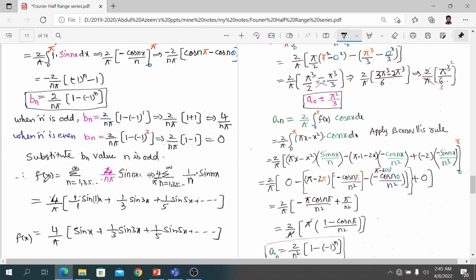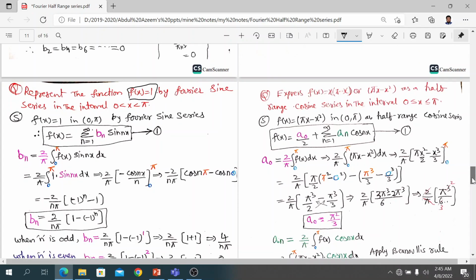Substitute bn value, this one. So f of x is sigma n is equal to 1, 3, 5 to infinity, bn value this one, 4 by n pi sine nx. 4 by pi take outside as it is, sigma n is equal to 1, 3, 5, 1 by n sine nx. Apply limit, open this: 1 by 1 sine 1x plus 1 by 3 sine 3x plus 1 by 5 sine 5x and so on. So 4 by pi, sine x plus 1 by 3 sine 3x plus 1 by 5 sine 5x.